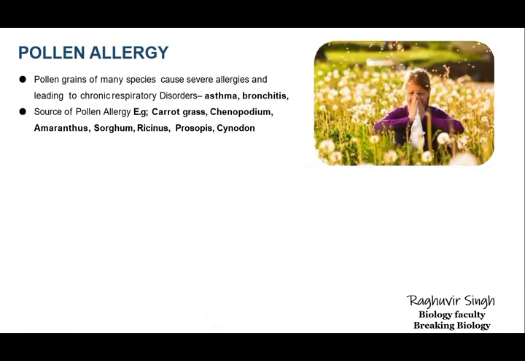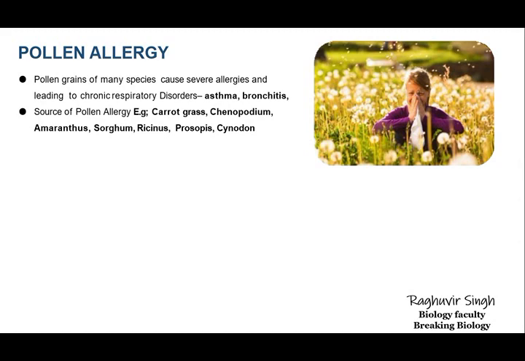Now coming to pollen allergy. Pollen grains of many species cause severe allergy in some people, leading to chronic respiratory diseases like asthma, bronchitis, etc. This all you know. Some sources of pollen allergy are carrot grass, chenopodium, ricinus, sorghum, etc.